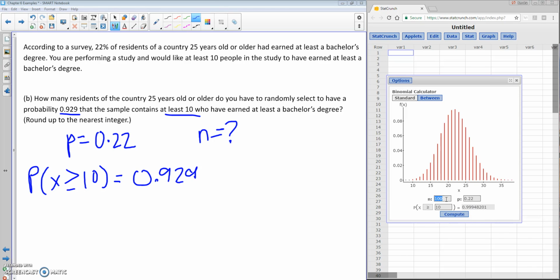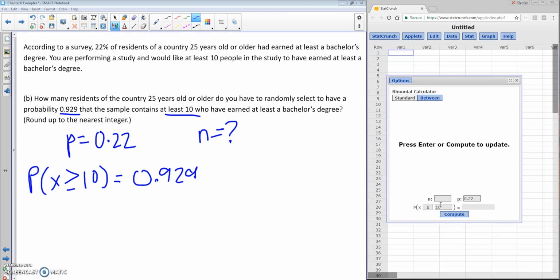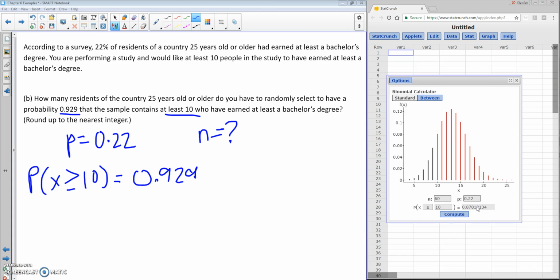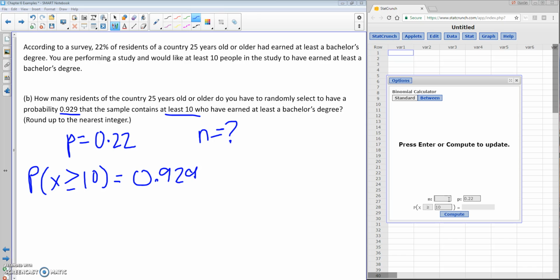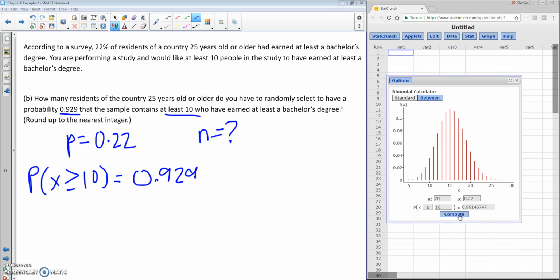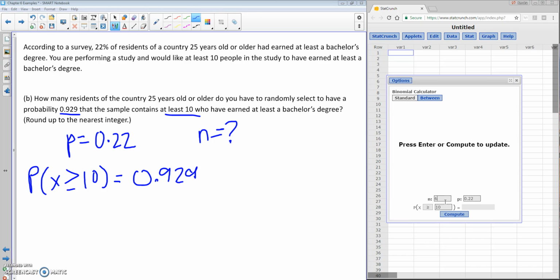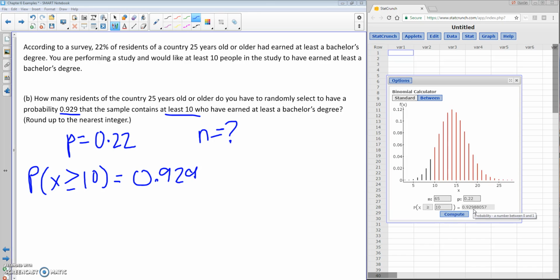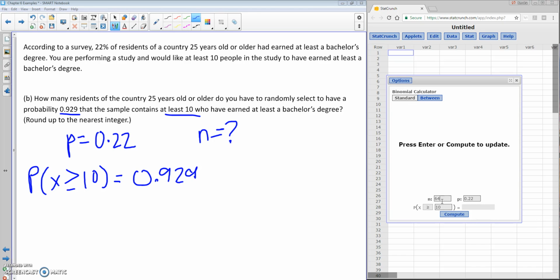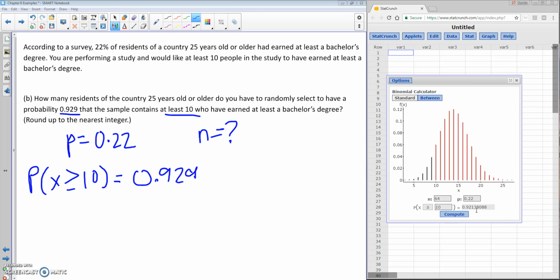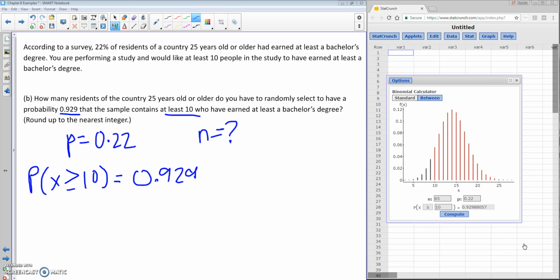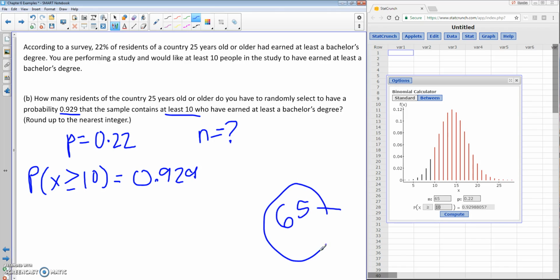That's too high, so we need to come down. So cut it in the middle and try about 75. Still too high, so we can come down some more. Try about 60. Now it's too low, so we'll go up. 70. And we're still too high, so cut that in the middle. 65. And I'll come down to 64. So you always want to round up to the nearest integer. So 65 there would give us what we need. So we want at least 65 residents there.